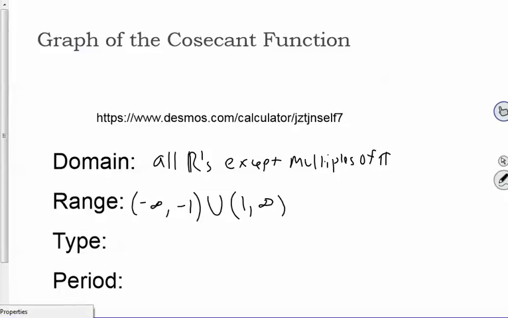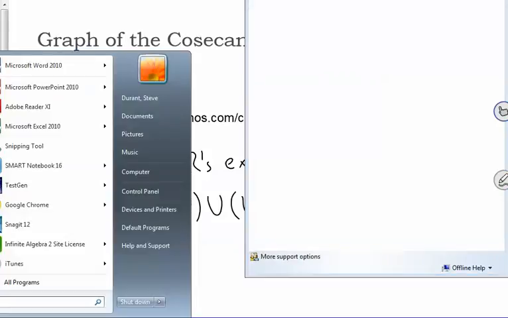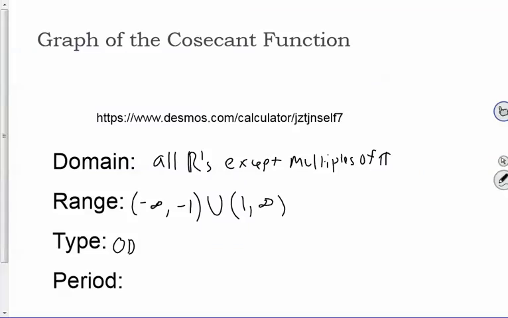The cosecant is an odd function because the sine is also, I believe, an odd function, and its period is going to be 2 pi. Okay? So that covers that one.